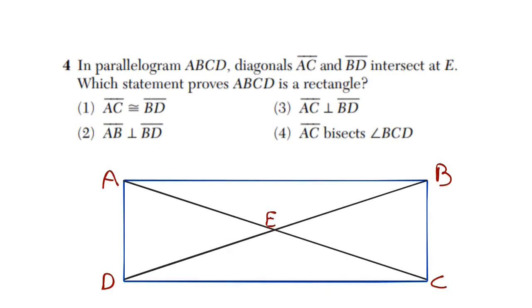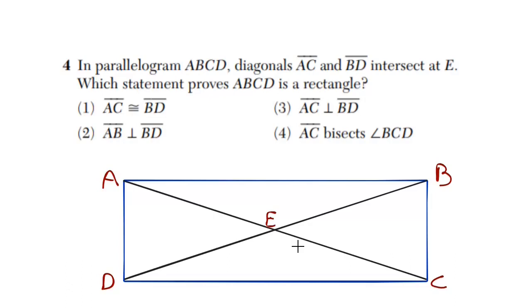All right, so we want to figure out which statement proves that parallelogram ABCD is a rectangle. Just to go through these quickly, because I know there's a lot. These questions are always kind of weird. AC being perpendicular to BD. So AC is here, BD is here. That's saying that the diagonals are perpendicular to each other. That doesn't prove that it's a rectangle. It could be a rhombus.